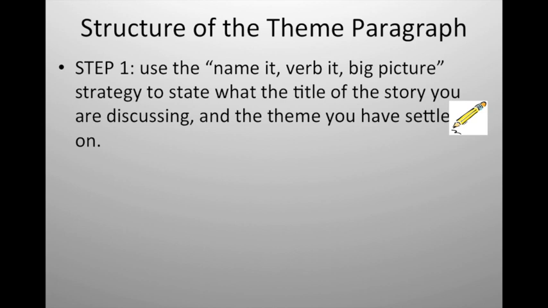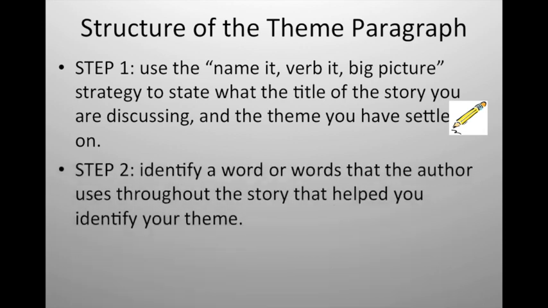So how do we structure that theme paragraph? Step 1, use that name it, verb it, big picture strategy to state the title of the story you're discussing and the theme you've settled on. You can actually go ahead and just use the one that you've already done for the plot paragraph and use it here because it should work just the same. Step 2, identify some words that the author has used throughout the story that helped you identify your theme. This goes beyond just using your quote or textual support and showing that you're looking at word choice and word meaning to help identify what you've settled on.